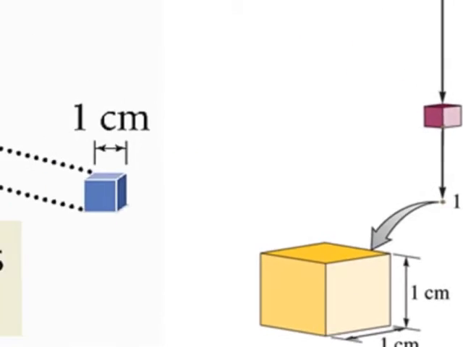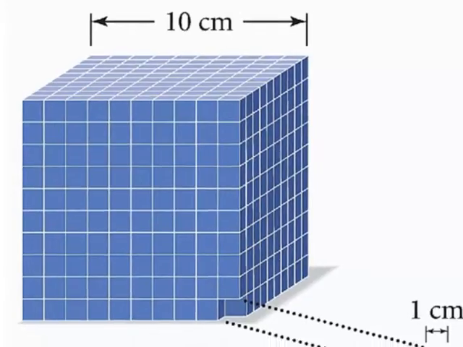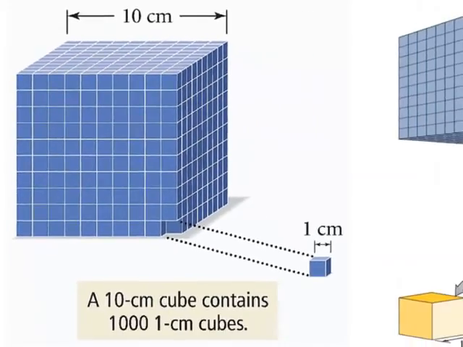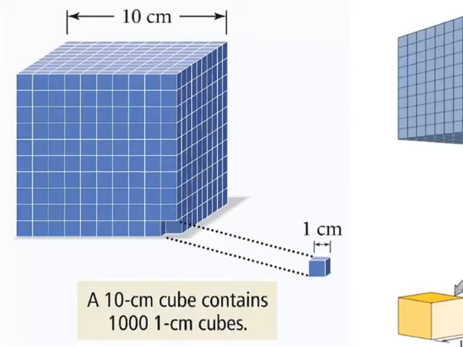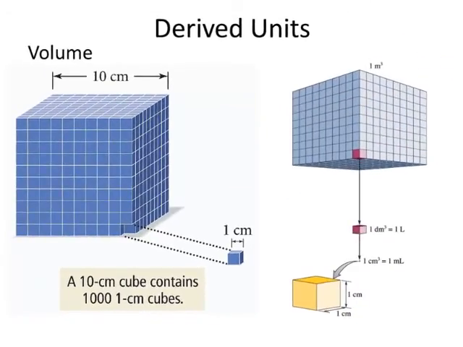Now if we look at a cube that is 10 centimeters by 10 centimeters by 10 centimeters, we would get 1,000 centimeters cubed, 10 times 10 times 10. The volume for which would be equal to 1,000 milliliters. Remember, 1 centimeter cubed is equal to 1 milliliter, so 1,000 centimeters cubed would be equal to 1,000 milliliters. Or we could represent that as 1 liter. So this is how we're getting our volume units, and this is how volume relates to those base units. So it's a derived unit.